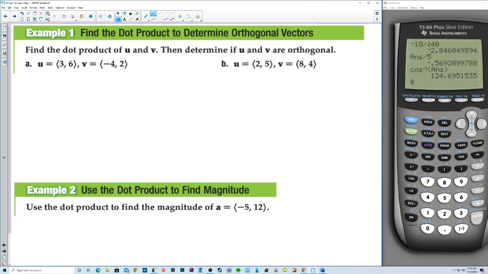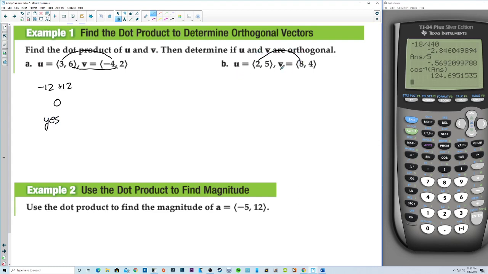So now they were kind of going backwards because I thought it'd be a little easier to see it, using the formula to find an angle and then show why they would be orthogonal, or why they would be 90 degrees. So here we're going to find the dot product of u and v, then determine if u and v are orthogonal. So let's do the dot product. The dot product is multiplying the x's, negative 12, multiply the y's, that's plus 12, so 0. And we're going to say, yes, they are orthogonal. The dot product is 0.